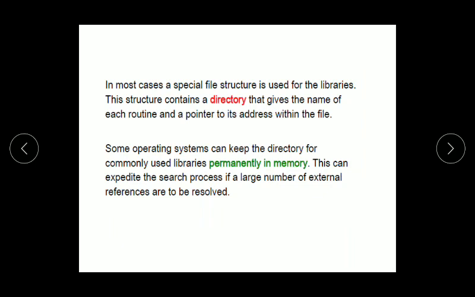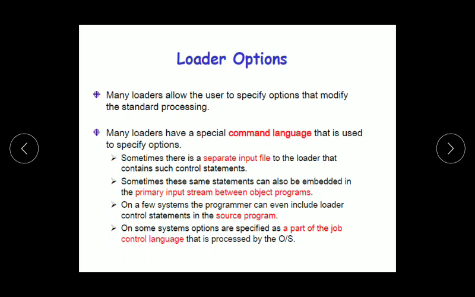In most cases, a special file structure is also used in the libraries. This structure contains a directory that gives the name of each routine and a pointer to its address within the file. Some operating systems can keep the directory for commonly used libraries permanently in the memory. This can expedite the search process if a large number of external references are to be resolved.